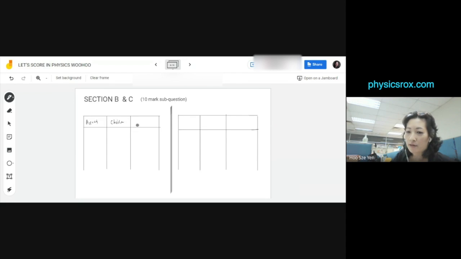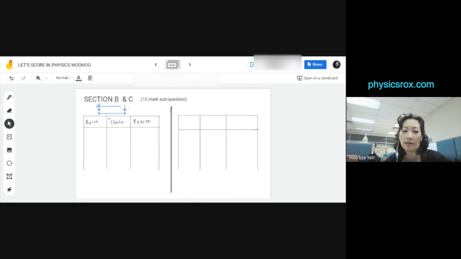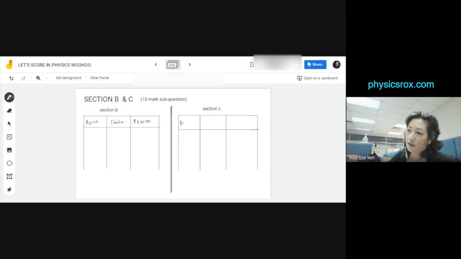Third column, then it goes what? The reason. This is for Section B, okay? What about for Section C? Section C, the first column is also the aspect, but this time it's not a choice, it's your suggestion. And the third one is the reason. Same but different, okay?